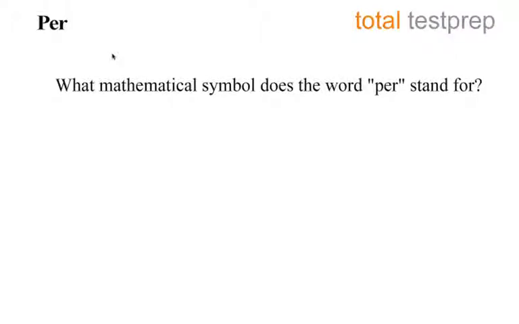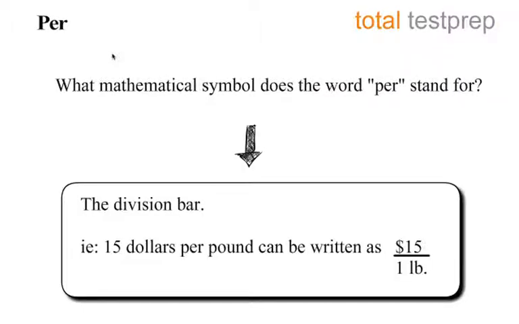In this section, we'll be dealing with the word per. What mathematical symbol does the word per stand for? Per stands for the division bar, i.e. $15 per pound can be written as $15 over 1 pound. So whenever you have the word per, you can replace it with a division bar, or you can create a fraction.